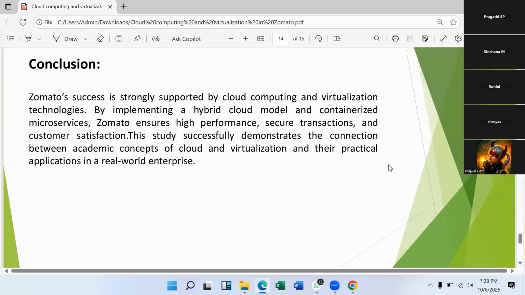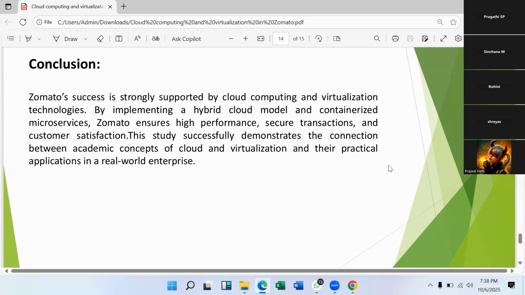In conclusion, Zomato's success relies heavily on modern IT infrastructure, specifically cloud computing and virtualization. By using a hybrid cloud model, Zomato combines the benefits of public and private clouds, achieving both scalability and data security. The use of containerized microservices like Docker and Kubernetes helps Zomato deploy, manage, and scale its applications efficiently, ensuring fast performance and secure online transactions.